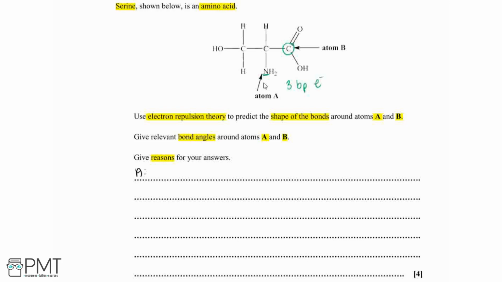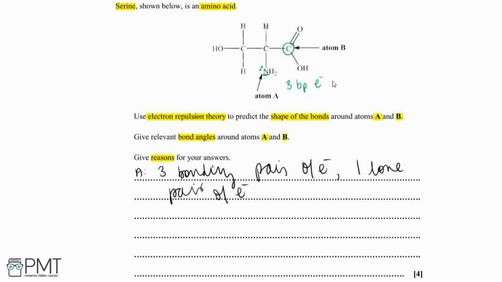So that means it's got 5 electrons in its outer shell. Therefore, if 3 of those have been used for bonds, that means we've also got a lone pair of electrons on that nitrogen there. So in total, we've got 3 bonding pairs of electrons and 1 lone pair of electrons overall.